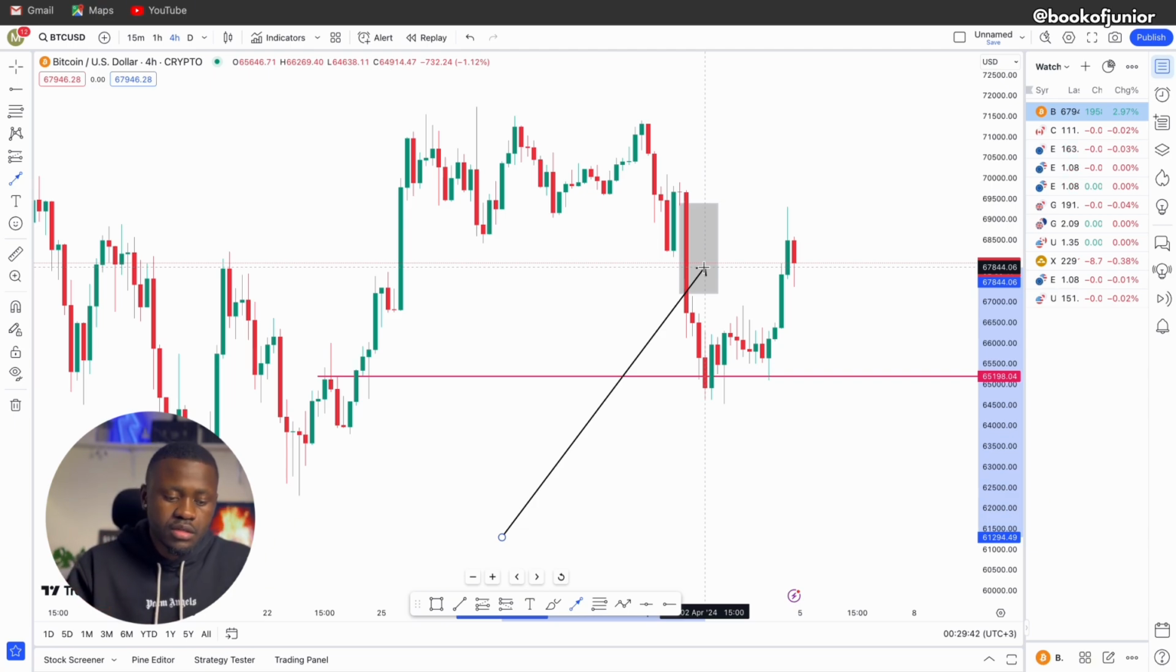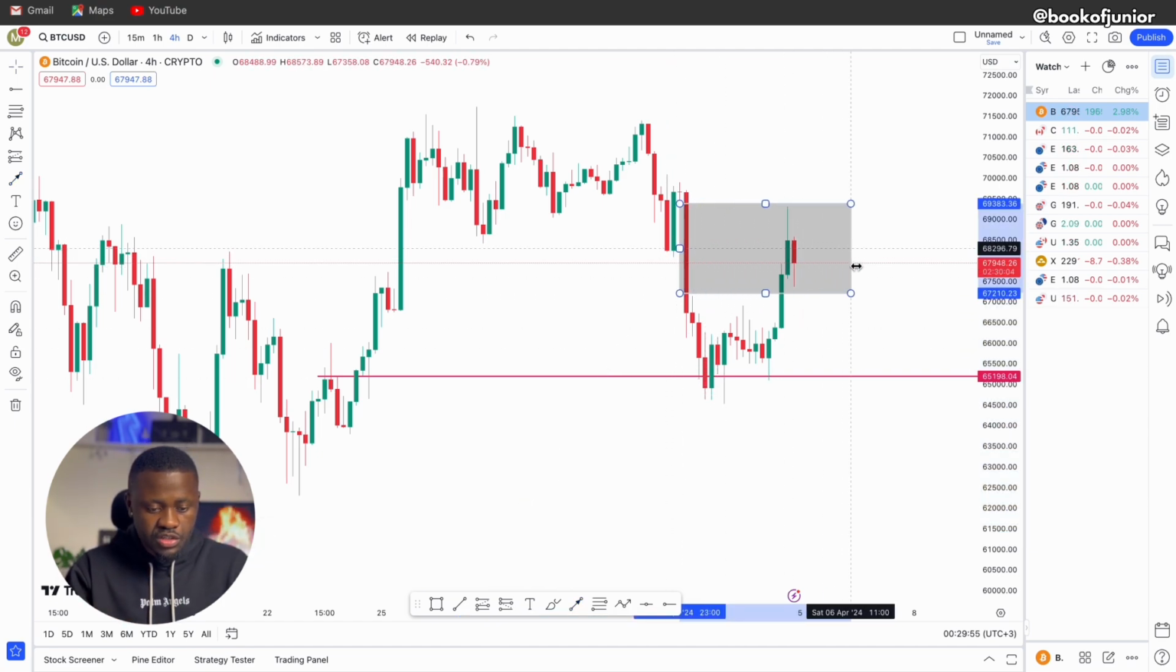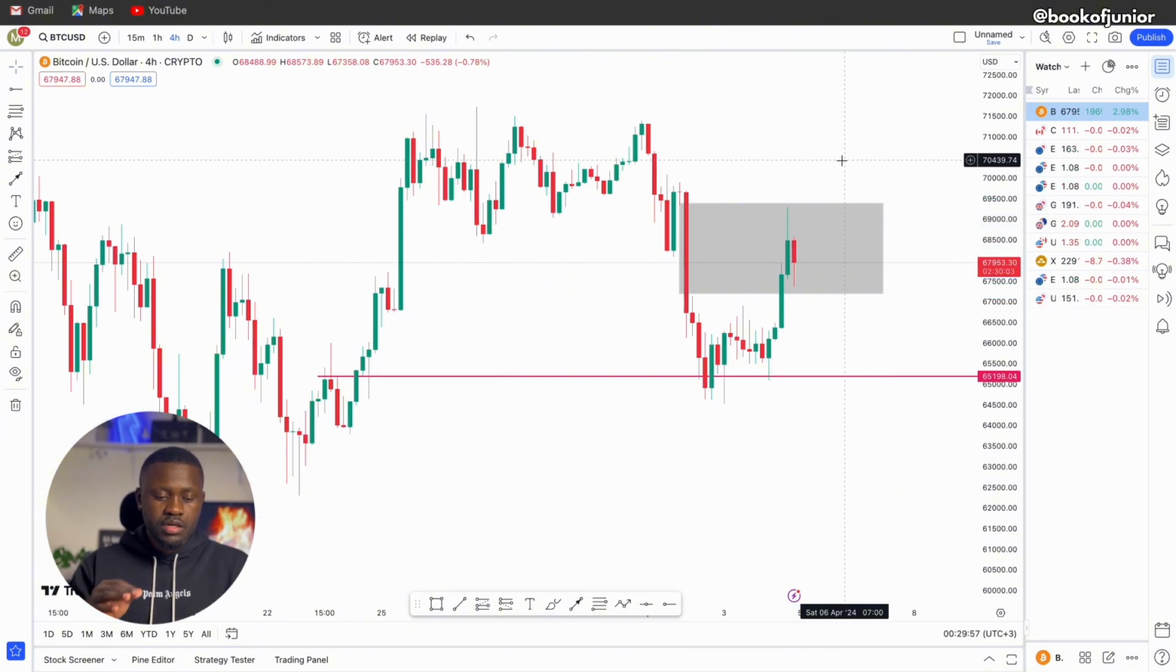An imbalance in the market means price has to come back and fill up that fair value gap or balance the market. So when you see this fair value gap, when I pull it this side, as you can see, that is the fair value gap, and price has already filled it up, obviously. But I'm going to show you how I caught this trade.